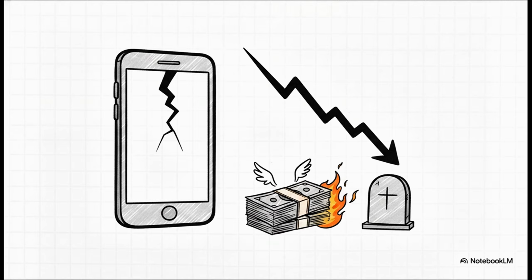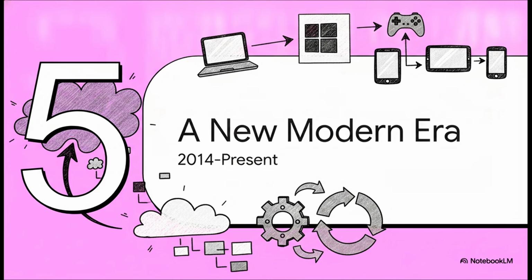That strategy backfired so spectacularly that just over a year later, Microsoft had to take a shocking $7.6 billion write-down, letting go of nearly 8,000 employees from those mobile operations. They had essentially lost the mobile war. But the history doesn't end in defeat. This brings us to Part 5, A New Modern Era, from 2014 to the present.